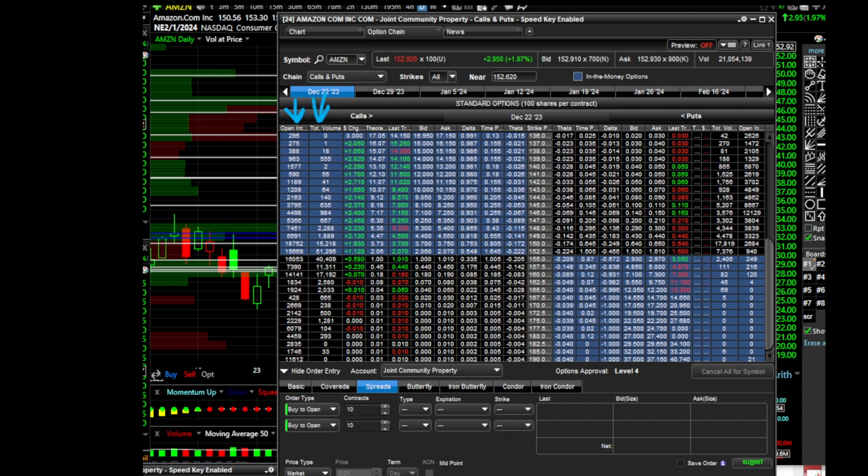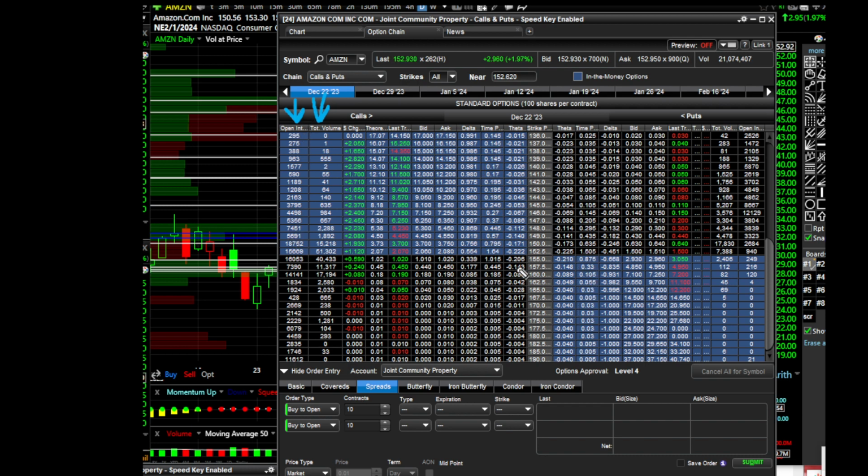Right? Open interest is telling you at the start of the day. It's not now. It's at the start of the day. It's not including, it's not at the moment. Yeah. So volume, total volume is this day, right? So open interest is at the start of the day.